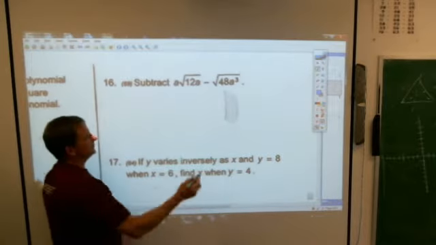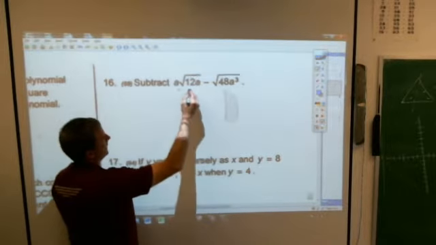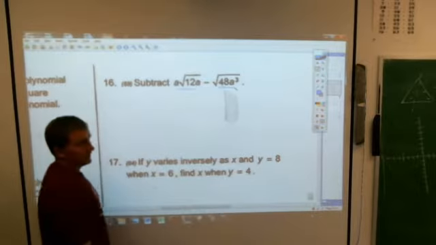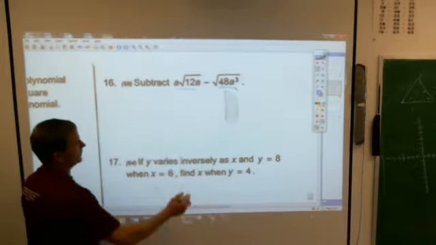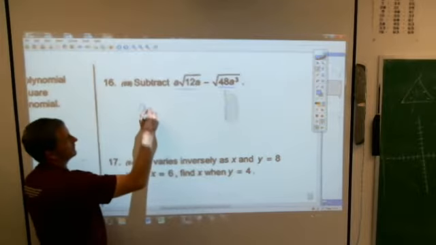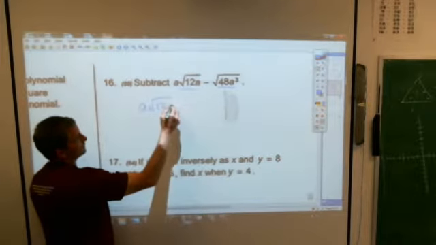Knowing, ladies and gentlemen, boys and girls, the only way to subtract things that have radicals is if they end up having the same exact radicals. You can't put radicals that are different together. A square root of 3 does not go with the square root of 2. It has to be the same square root. So you're going to have to simplify each one of these. A times the square root of 12a.